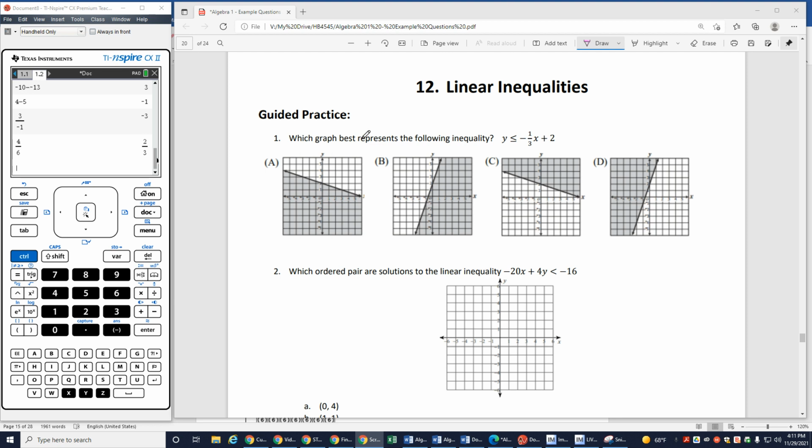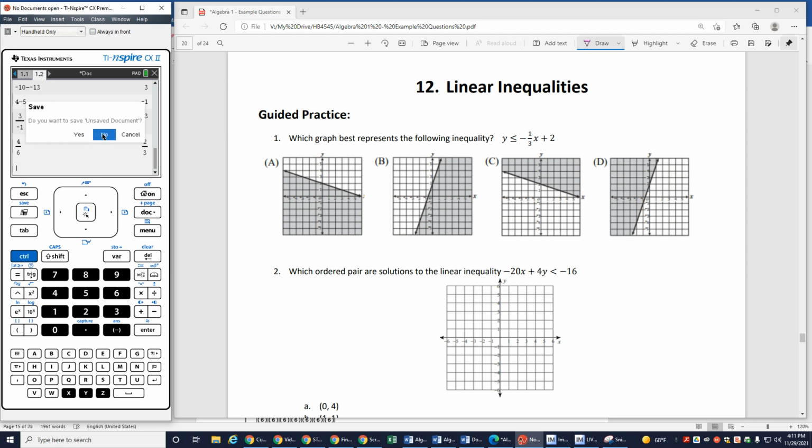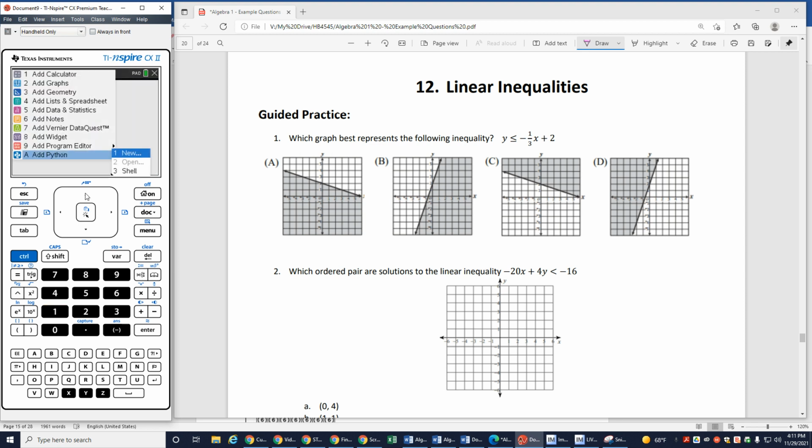Okay, so number one, which graph best represents the following inequality? I'm going to use my graphing calculator to help me. I'm going to go to the home screen and start fresh because I've got all sorts of stuff going on there. And I'm going to grab a graph.